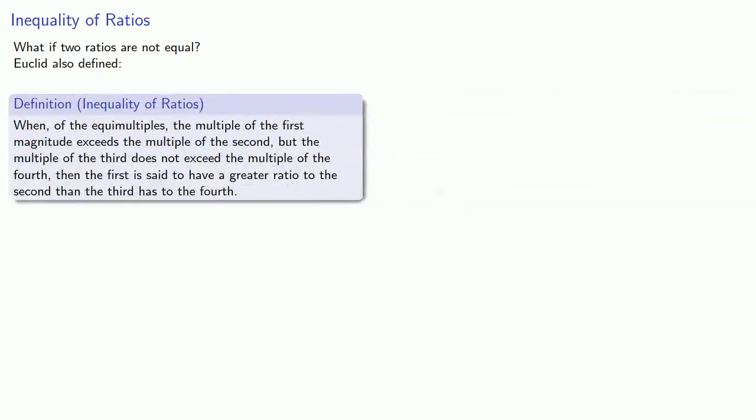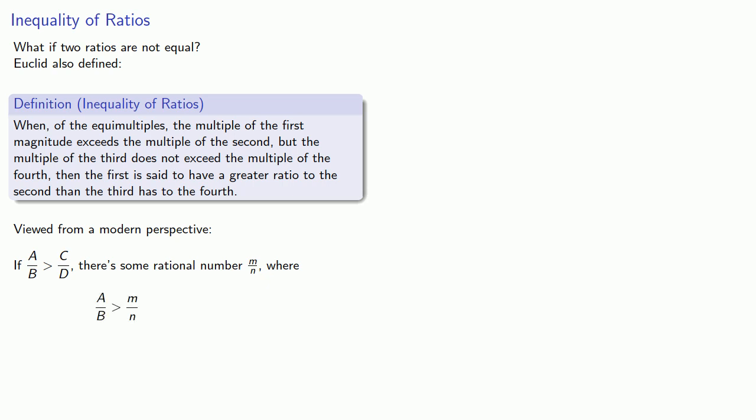What if two ratios are not equal? Euclid also defined the following. When of the equal multiples, the multiple of the first magnitude exceeds the multiple of the second, but the multiple of the third does not exceed the multiple of the fourth, then the first is said to have a greater ratio to the second than the third has to the fourth. So again, if we take this apart, if our ratio A to B is greater than the ratio C to D, then there's some rational number m/n where A/B is greater than m/n. But since A over B is greater than C over D, then C over D has to be less than m/n. And if we multiply across, we get that nA is greater than mB, but nC is less than mD. And so that's the situation where the first exceeds the second, but the third does not exceed the fourth.